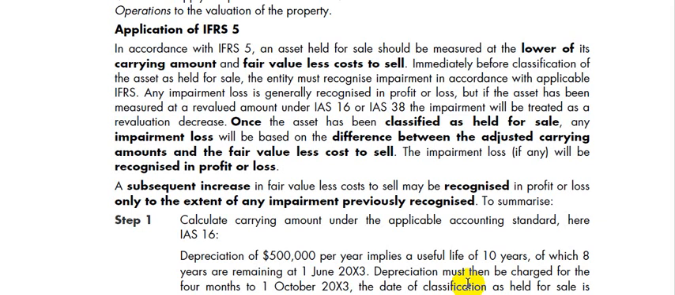So we explain here that in accordance with IFRS 5, all non-current assets held for sale should be measured at the lower of its carrying amount and the fair value less cost of sale, which was the first thing that we observed. Then we also said immediately before classification of the asset as held for sale, the entity must recognize an impairment loss in accordance with the applicable standard.